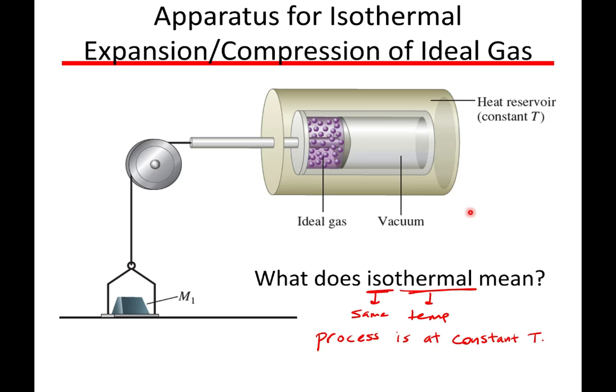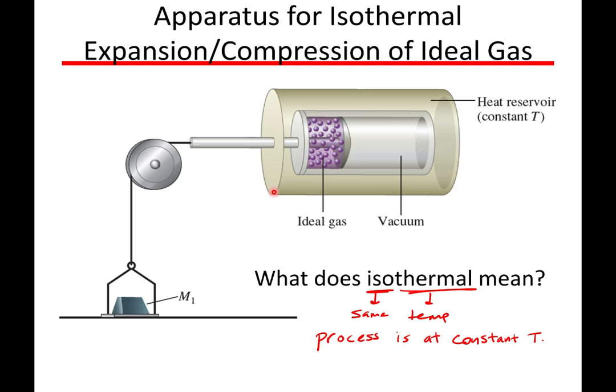This is what the apparatus could look like for doing an isothermal expansion or compression of an ideal gas. We have our gas, that's our system, located right here, and it is immersed inside of a heat reservoir, which helps to maintain constant temperature. This would be a really big heat bath that can be used to either absorb heat that's released by the system, or it could also be used to provide heat to get absorbed by the system in order to maintain a constant temperature.